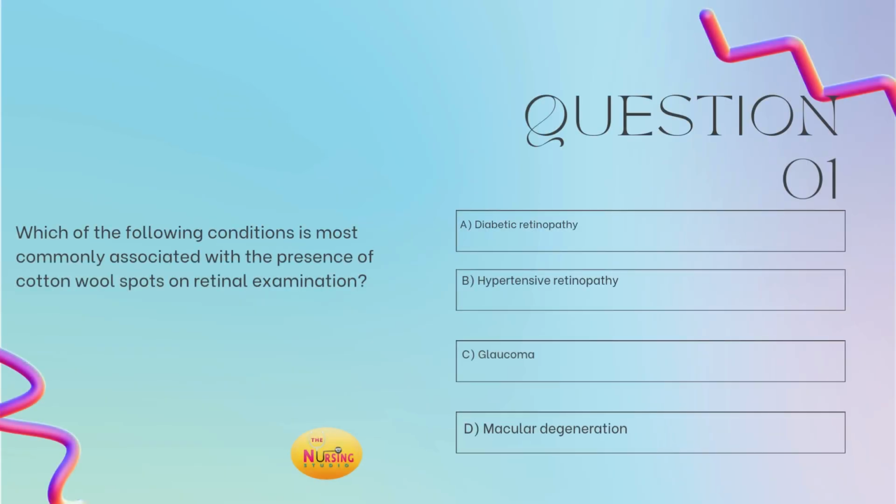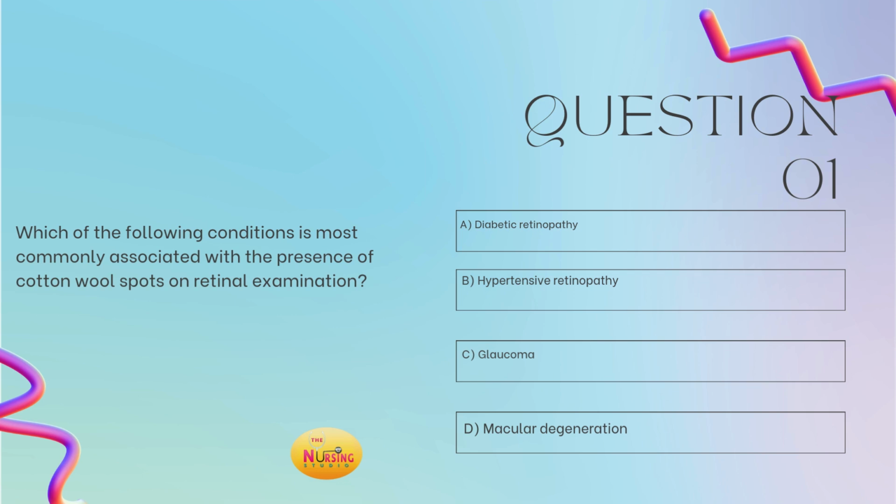Question number one: which of the following conditions is most commonly associated with the presence of cotton wool spots on retinal examinations? Is it A, diabetic retinopathy, B, hypertensive retinopathy, C, glaucoma, or D, macular degeneration? Take a moment and tell me what you got, y'all.